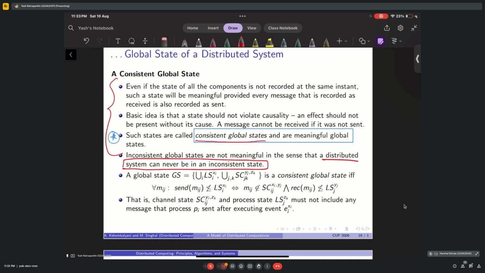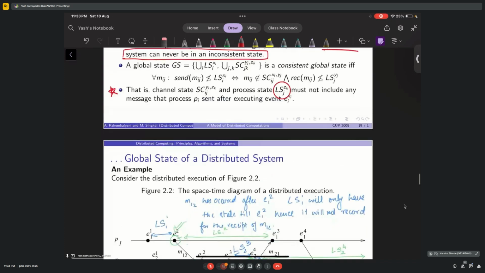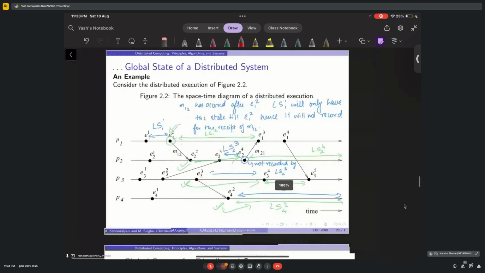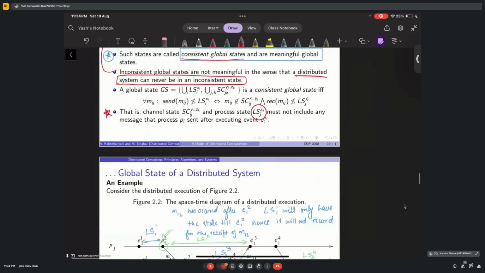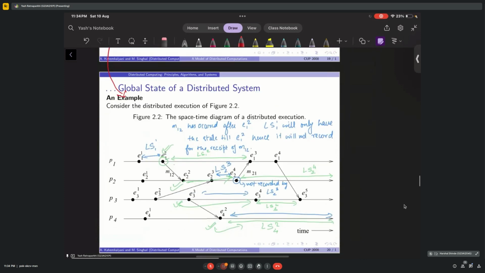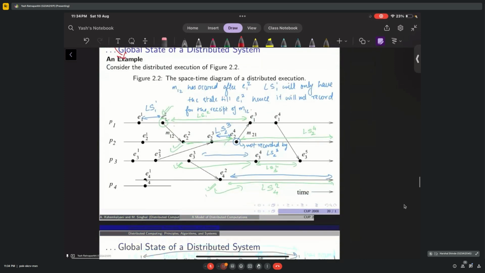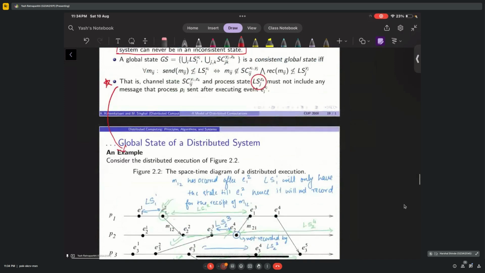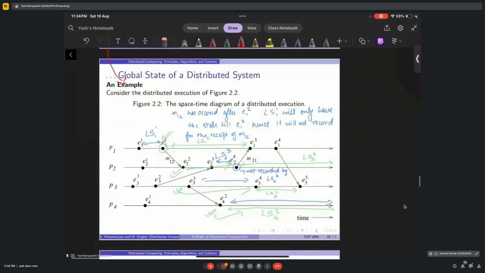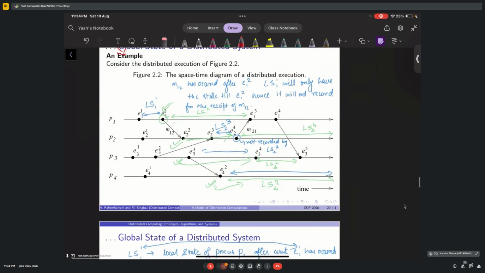Okay, let's read this line. This may give you some insight. It says the channel state SC_ij and a process state LS_j must not include any message that the process Pi sent after executing e_j. Understand this, it is important. The explanation is provided in this slide. Just give me one or two minutes and one or two slides, and I'll be able to clear this, because theoretically you might not be able to grasp it, but using diagrams and visualization you will be able to understand. So see this.